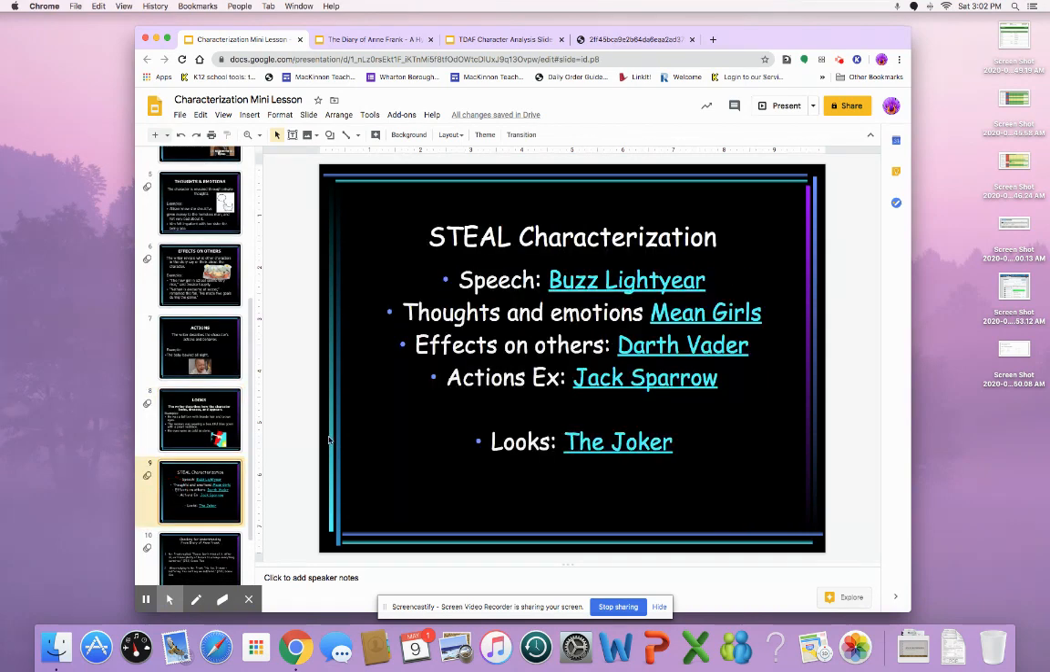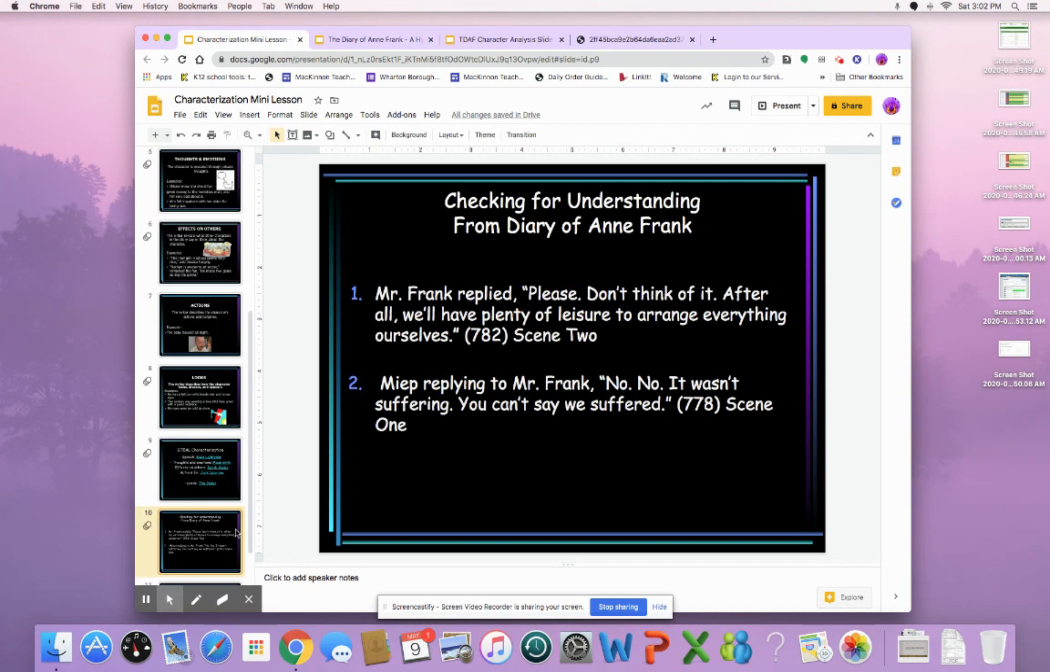So here are some quick videos that you can watch to see each one of these characterizations in action, to pick them out. And then here is an example from Diary of Anne Frank. Now you're picking out ones from Scene 2. Here's one from Scene 2.